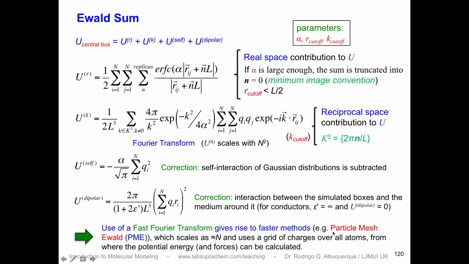And one of the methods, for instance, is called particle mesh Ewald, PME. It's very famous, PME. And this consists in putting a grid of charges over all atoms in your system. And from this grid, you can compute potential energy and the forces acting on all atoms.